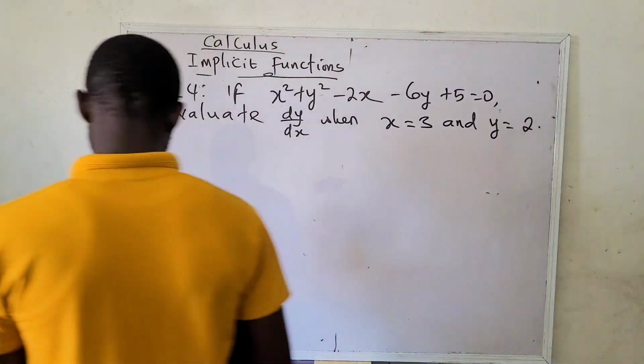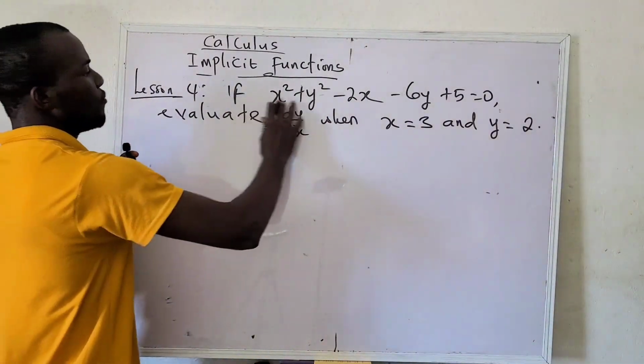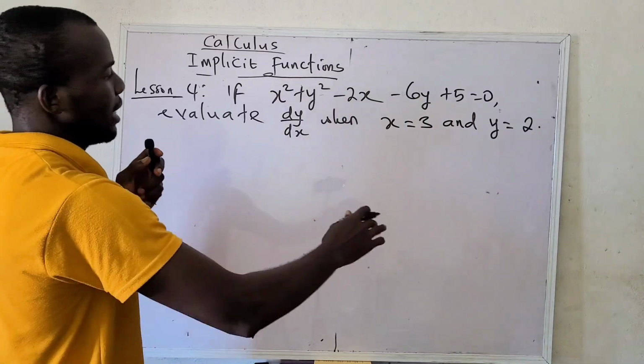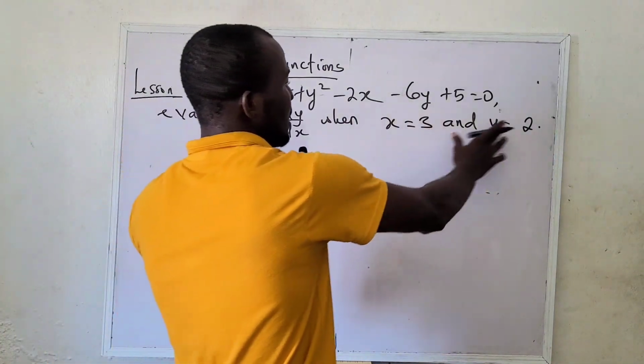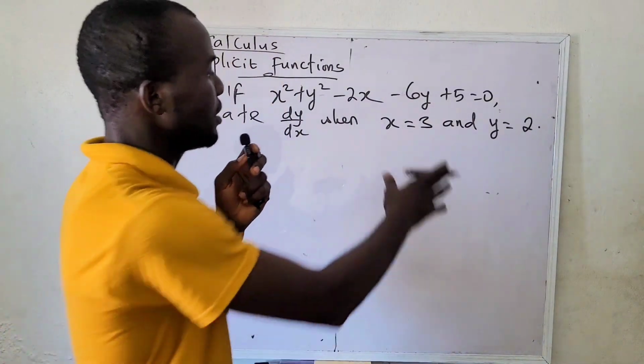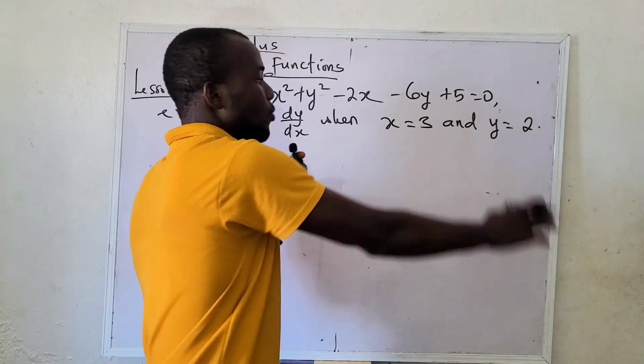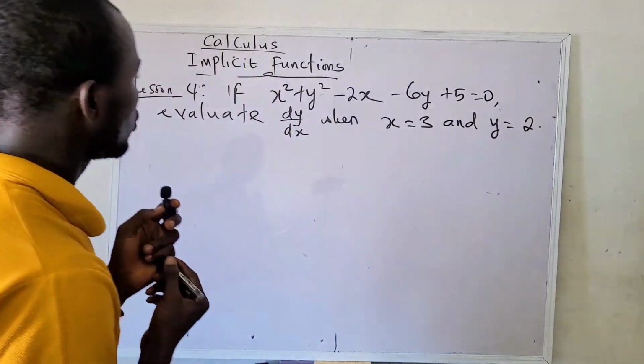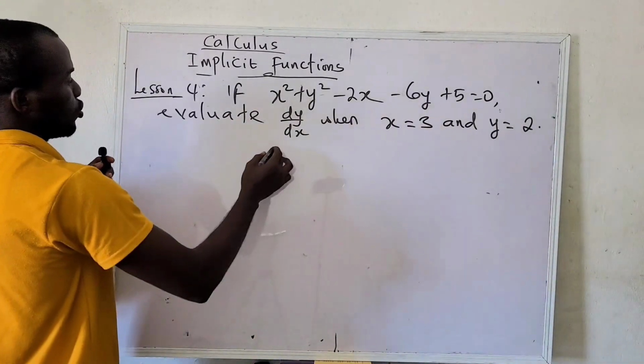So here is the working on the board. This is the function that we have. We have to get dy dx, and they give us this boundary condition when x is equal to 3 and y equals 2. So from what we have here, solution.